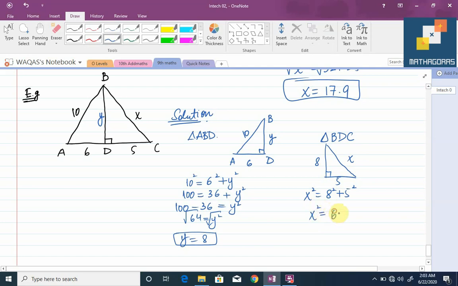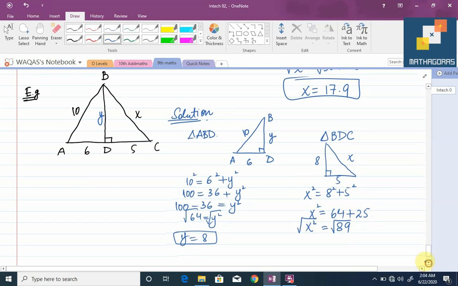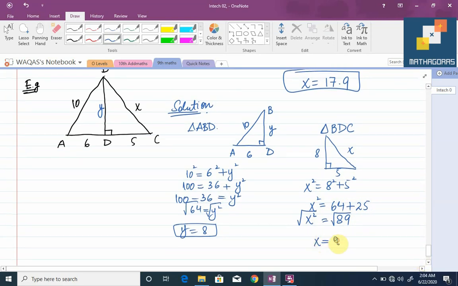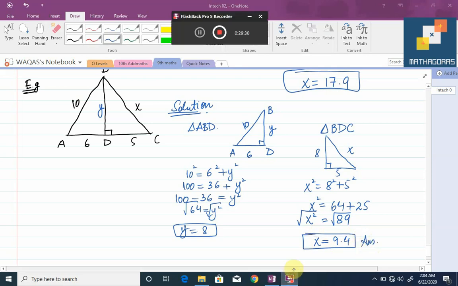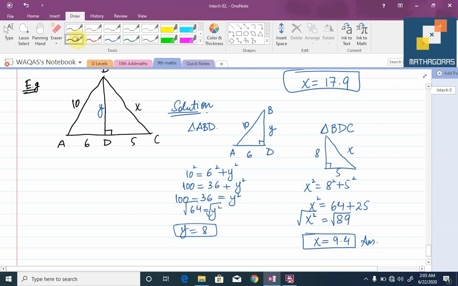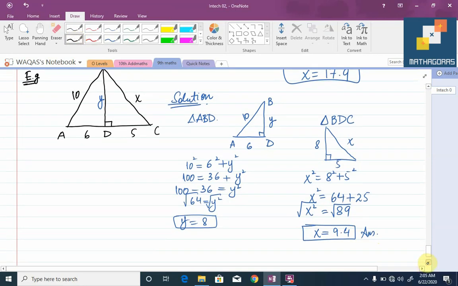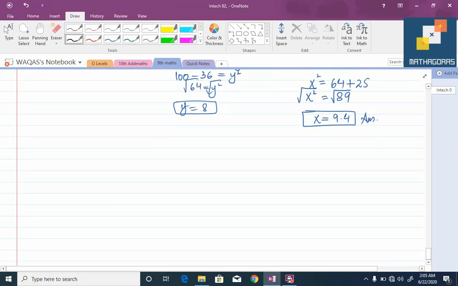x square equal to 64 plus 25. So 64 plus 25 equals 89. At the last step, you need to apply root on both sides. So root of 89 is 9.4. That is your answer. I hope that this question is clear to you. If you have any question, you can ask me and I will get back to you as soon as possible.